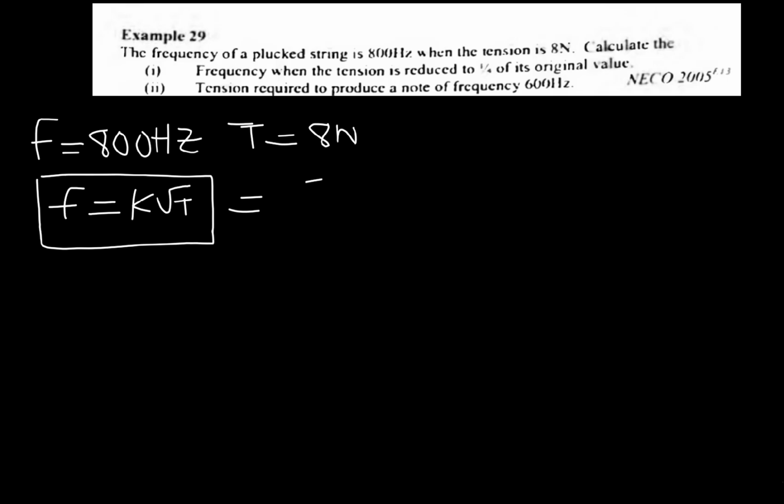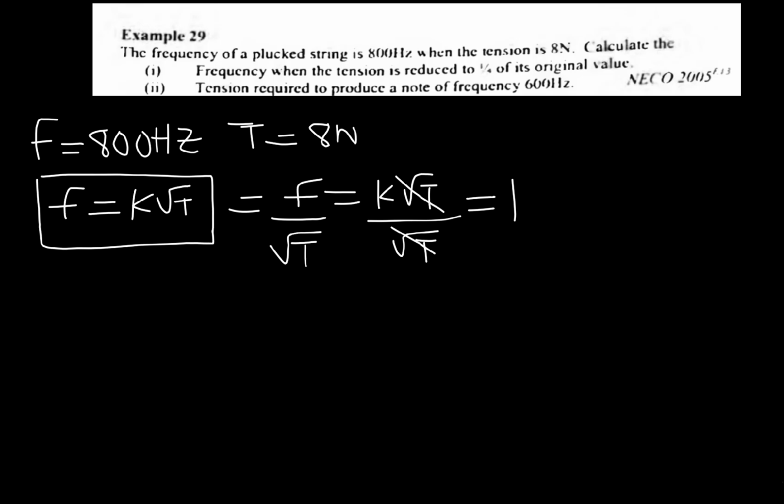It becomes f equals k square root of T, over the square root of T. And so this cancels this, and we'll be left with k equals f over the square root of T. Now, whenever you have a square root as your denominator, we make use of something called surds. The part of surds we make use of is called rationalization.